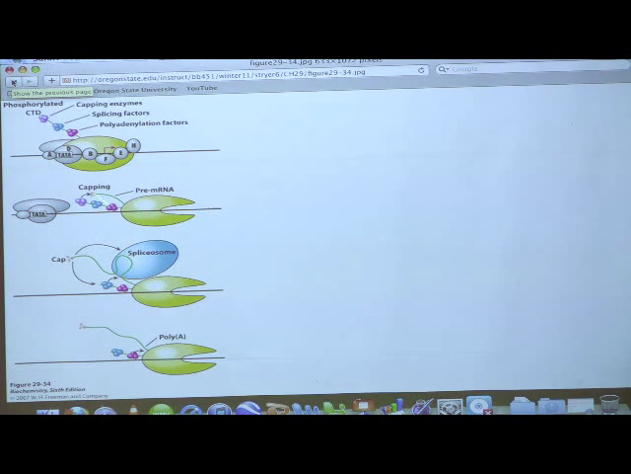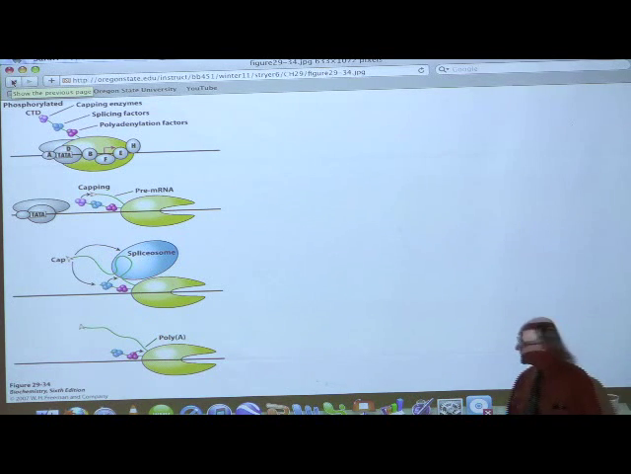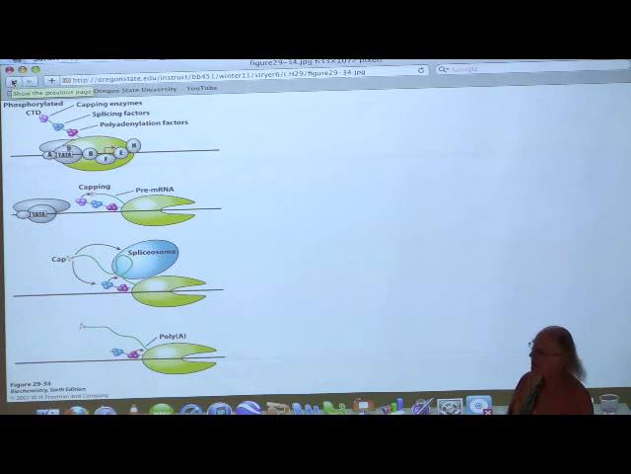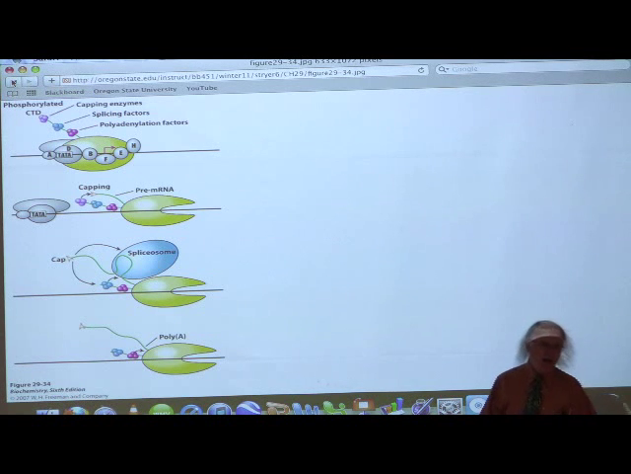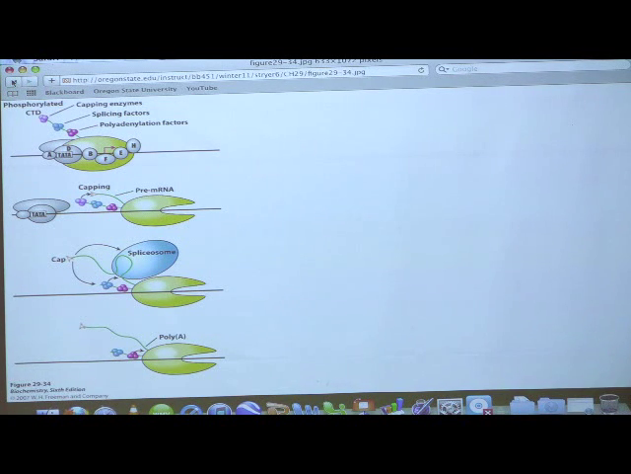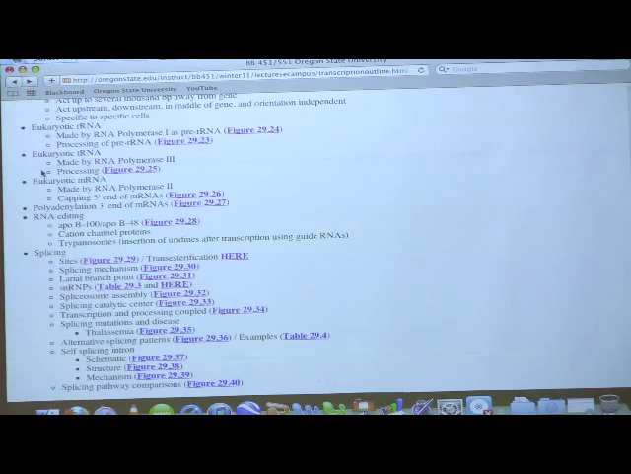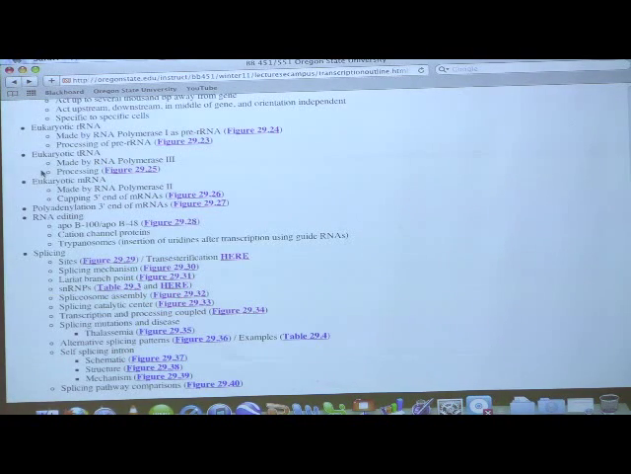This shows us simply that RNA polymerase can be moving along and splicing can occur as transcription is proceeding. Splicing can occur as transcription is proceeding. That's not surprising because they're both occurring in the nucleus.